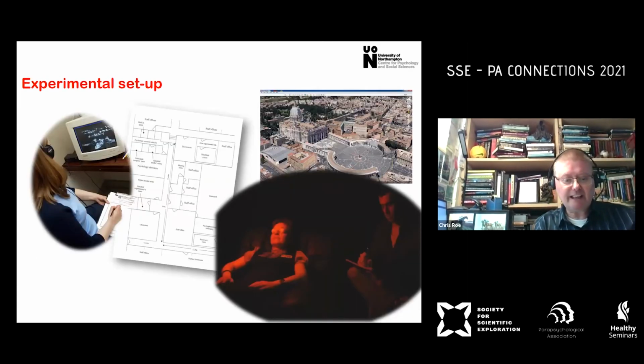I left Edinburgh to take up a position at the University of Northampton and was fortunate to have ready access to a perception lab and then to secure funds that allowed us to build a bespoke automated system for linking an experimenter's control suite to sender and receiver rooms. We developed our own pool of digitized video clips, since the Edinburgh clips were mainly drawn from those that Honorton had brought with him, and they were looking very dated by this point.